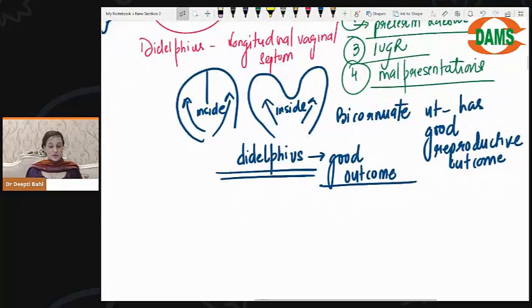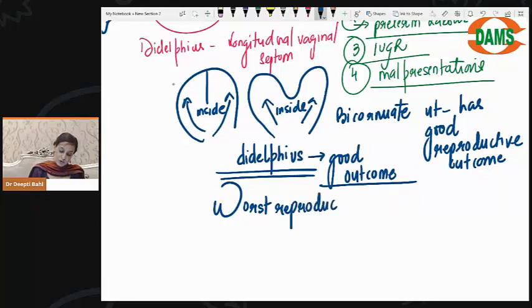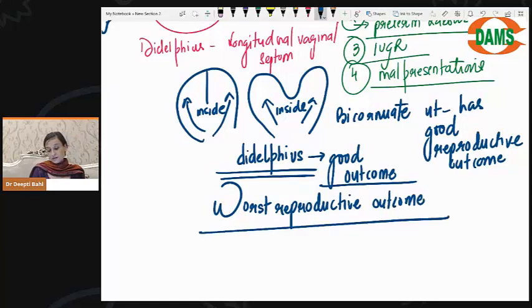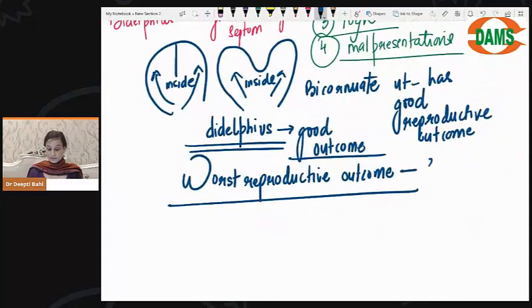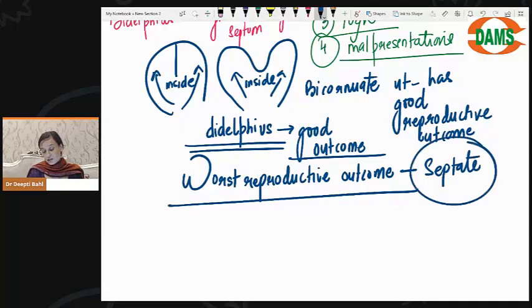So in other words, if I ask you which Mullerian anomaly has worst reproductive outcome, what will be the answer? It will be again septate uterus. So septate uterus is not just the one that is most common. It is also the one that has worst reproductive outcome, which means the poor lady will come to you with repeated abortions or problems with her pregnancy.